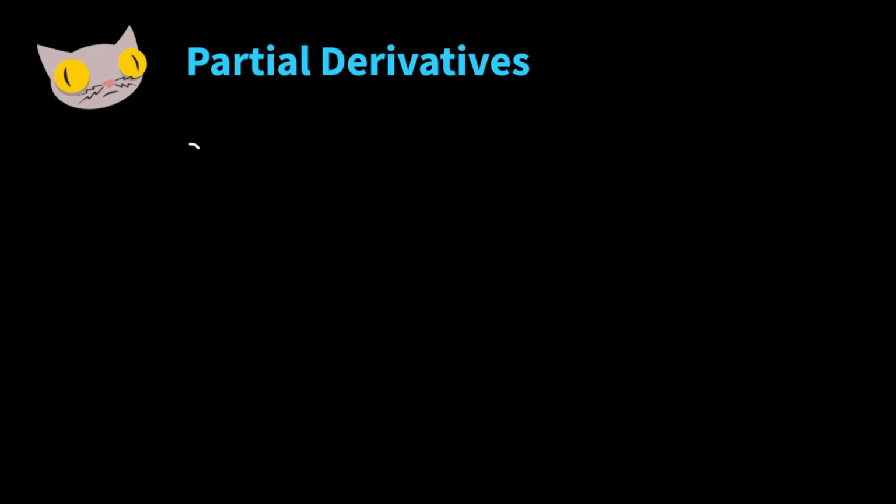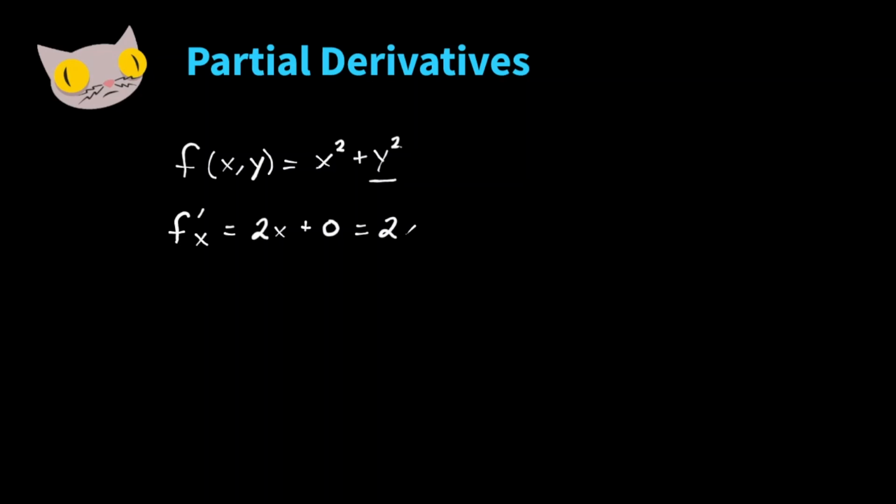But what if we have a function with two variables? Say we have a function f of y and x is equal to x squared plus y squared. We can find the partial derivative with respect to x, and that's going to give us 2x plus 0. That's because we're treating the y as a constant, and the derivative of a constant is just 0. So our final answer is just 2x.